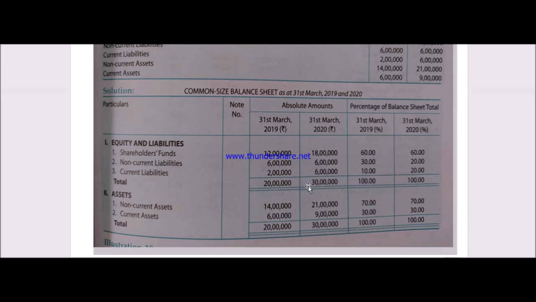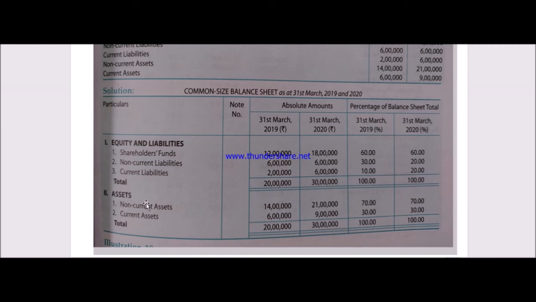Total liability for 2020 is 30 lakh, and that is taken as 100%. Now this one, shareholders fund 18 lakh divided by 30 lakh into 100 is equal to 60%. And non-current liabilities and current liabilities are done in the same way. That is 6 lakh divided by 30 lakh into 100, 20%, and 6 lakh divided by 30 lakh into 100 is equal to 20%. And if we add these three, then we get 100%.